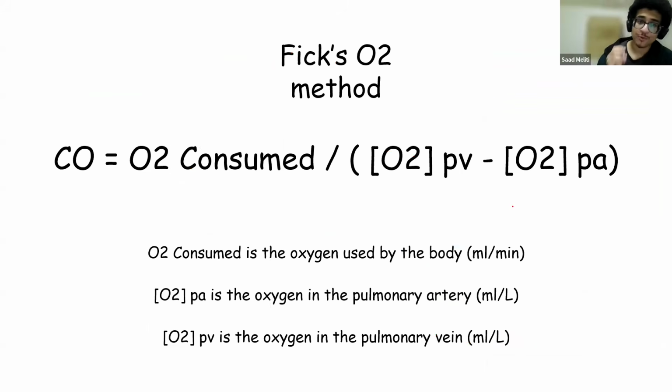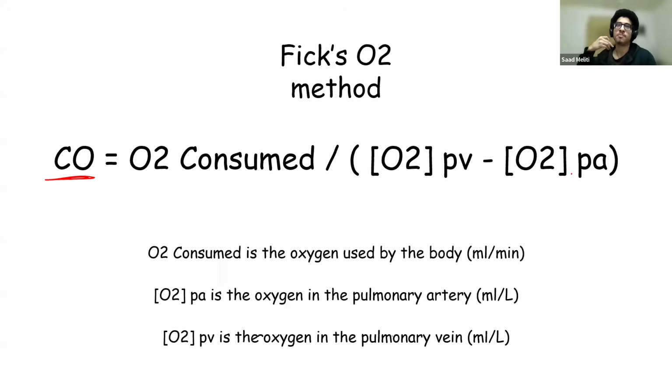So we're going to move on to another way to calculate cardiac output. This one's a bit difficult, but basically, we have the Fick O2 method. So we have an equation: cardiac output is equal to the oxygen consumed by the body. The O2 consumed is just the oxygen used by the body every minute, divided by the difference between the oxygen in the pulmonary veins minus the oxygen in the pulmonary artery.